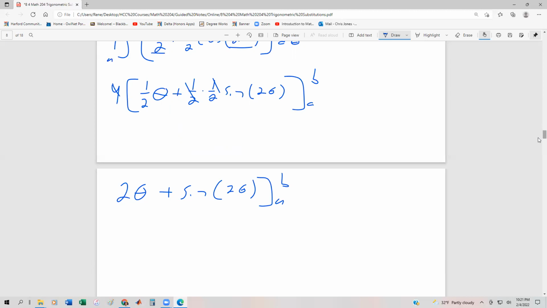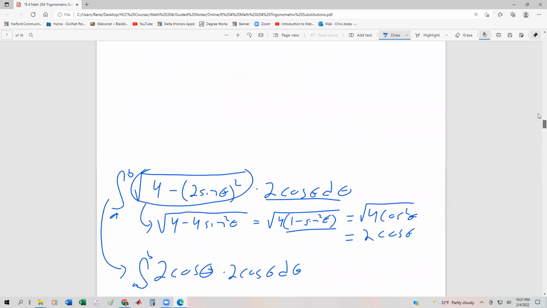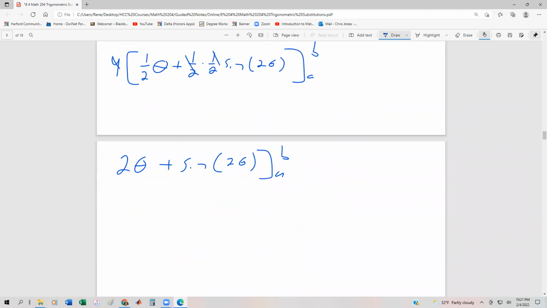All right. Now, here's one of the sneakiest parts of the problem, back substituting. And this is where a lot of students make mistakes. They see a sine of 2 theta, and they go back up and say to themselves, okay, well, sine of theta is opposite over hypotenuse, and because it's 2 theta, it's going to be 2 times the opposite over hypotenuse. Okay, that is not correct.